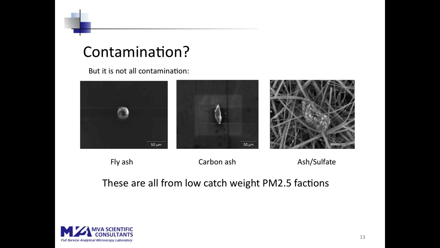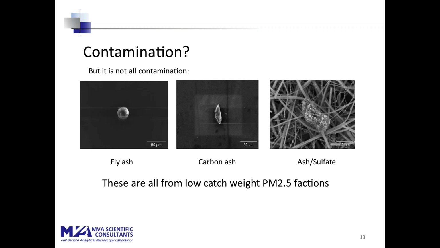These are also particles from low catch weight PM 2.5 fractions. On the left is a silicate fly ash particle. You can see that that particle is almost 40 microns in diameter. In the middle is a carbon ash particle, a graphite particle. You can see that this particle is 50 microns or so in longest diameter.